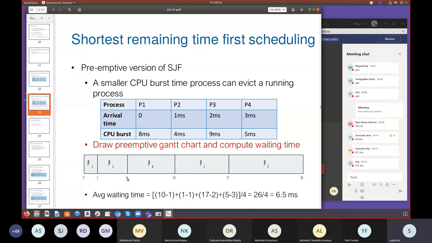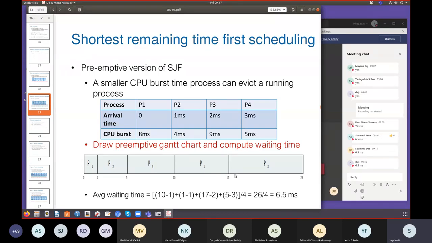At time t equal to 5, P2 finishes, then the kernel sees what the processes in the system are: P1, P3, P4. P4 has the shortest remaining time first. So P4 is scheduled. P4 runs, then P1, because remember P1 has already executed for 1 millisecond. So the remaining time is 7 milliseconds, whereas for P3 it's 9. Therefore P1 gets priority. P1 is assigned first.